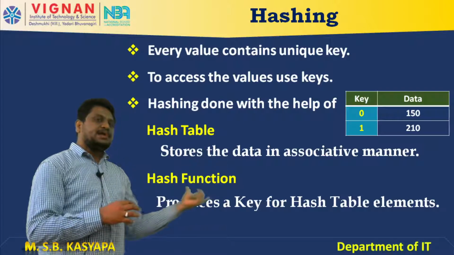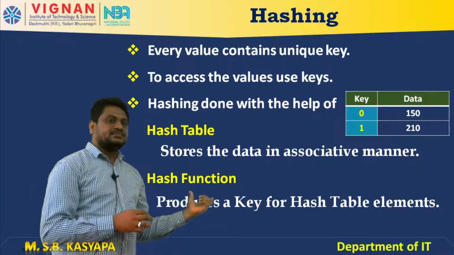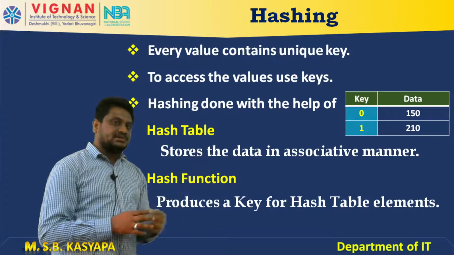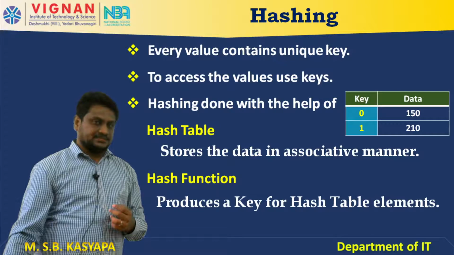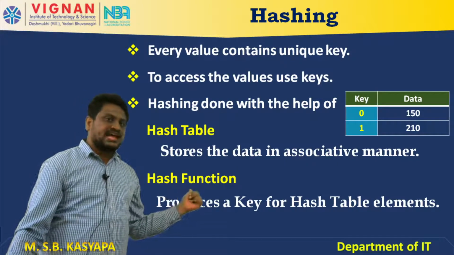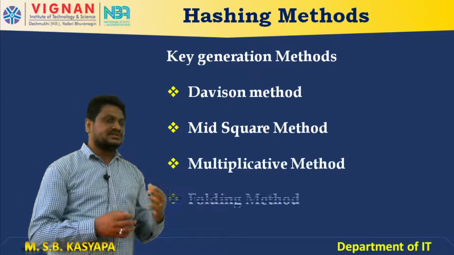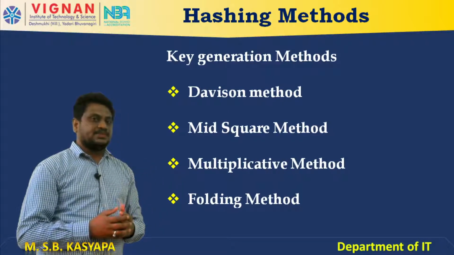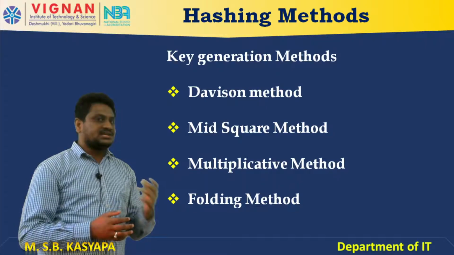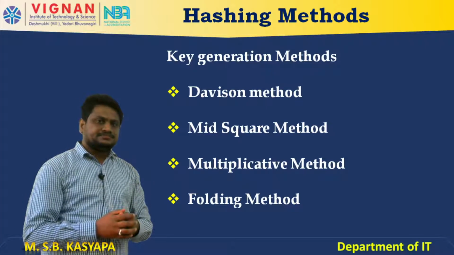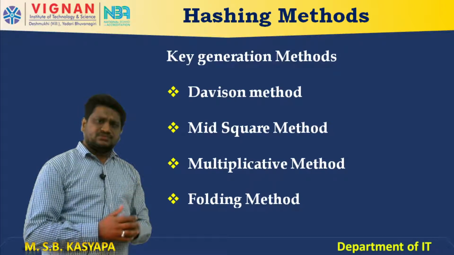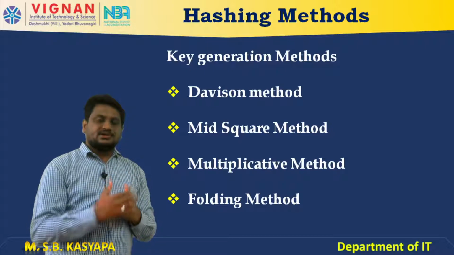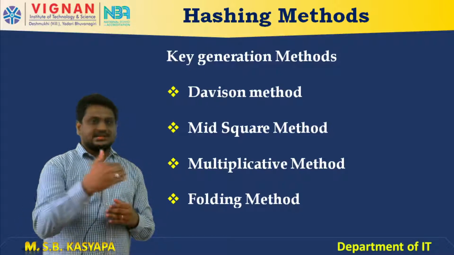So the complete process, generation of a hash key by using a hash function and inserting a value in a hash table, is completely called hashing. Already you know about that. So these hash functions are used for generating a key. We already have some methods for generating a key. Those methods are division method, mid square method, multiplication method and folding method. These four we have already discussed thoroughly and completely in the previous video.